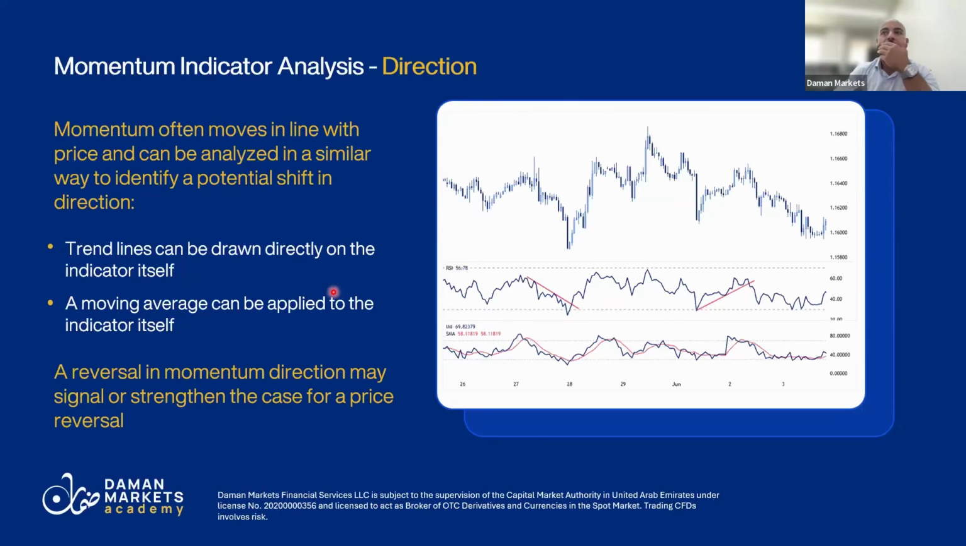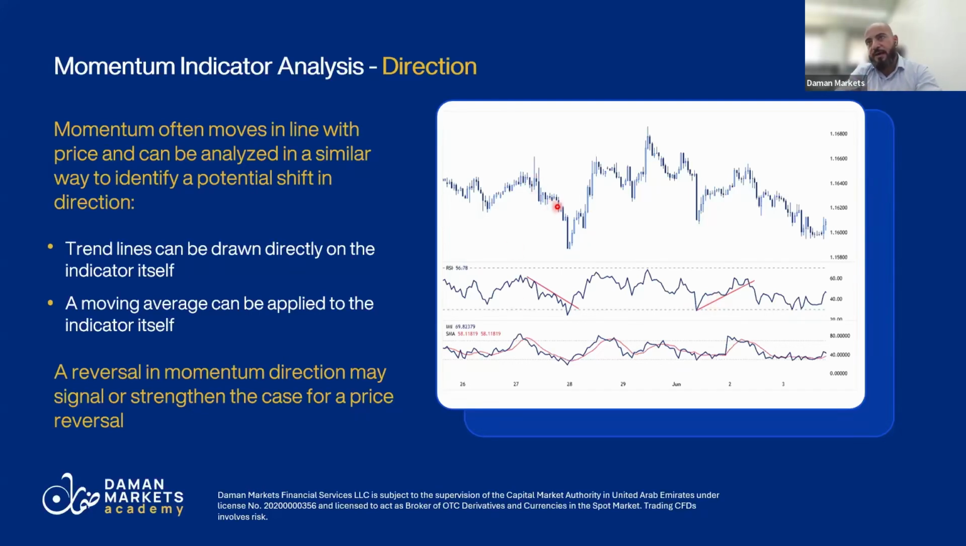Excellent. Now, how do we analyze these momentum oscillators? Momentum often moves in line with price and can be analyzed in a very similar way to identify a potential shift in direction. One thing you can clearly notice when you compare price direction to the direction of the momentum oscillators is that they move in tandem, kind of in sync with each other.